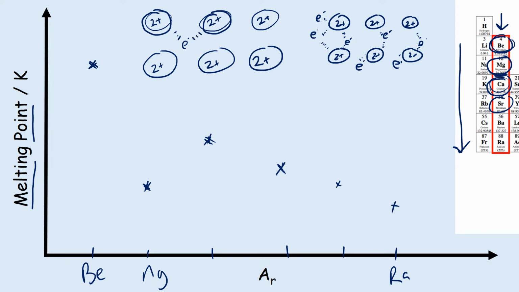So the attraction between the electrons and the positive ions is weaker as we go down the group, therefore melting point decreases because less energy is needed to break those bonds. You don't even need to know that magnesium doesn't fit the trend, let alone having to explain it.